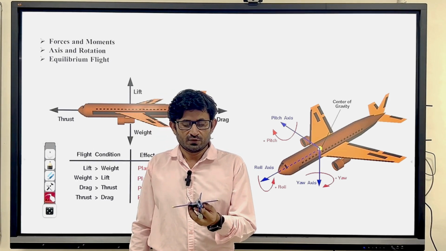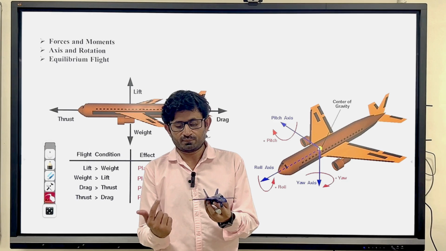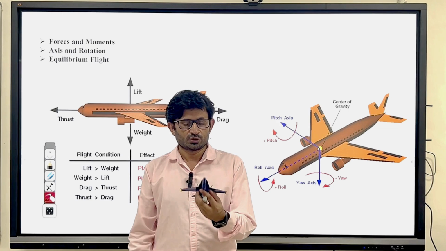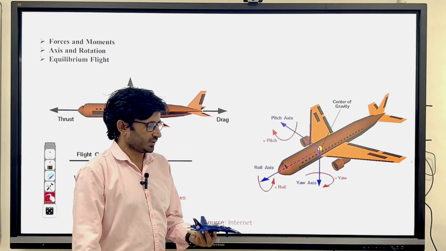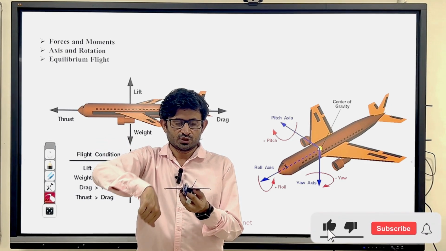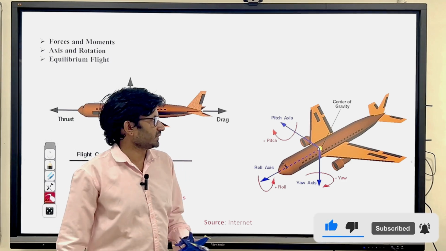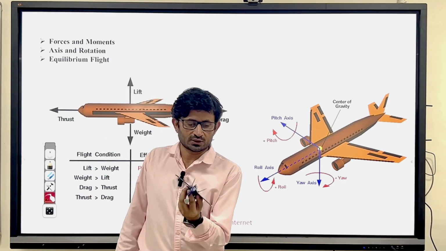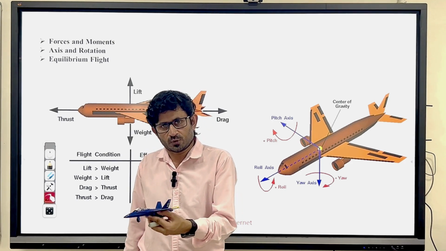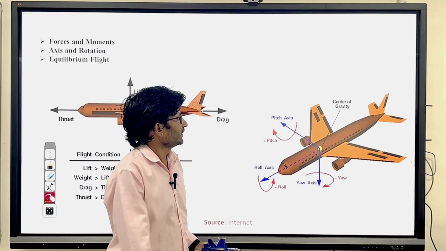Similarly for pitching, this is the positive y, so we'll take the hand like this. The thumb is pointing in the positive y, so this is positive pitch. Similarly, if you do the yaw like this, your thumb is pointing downward, positive z, so this motion is a positive yaw. So this roll is positive, this is negative roll, this pitch is positive, this is negative pitch, this yaw is positive, this yaw is negative.